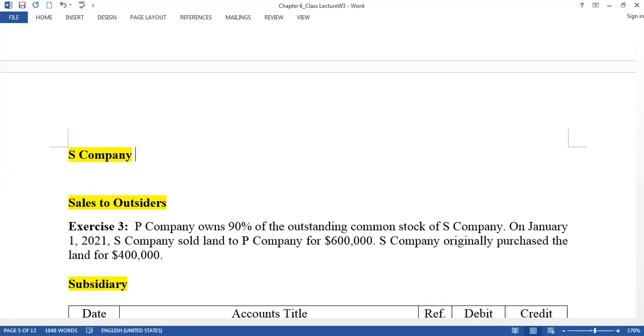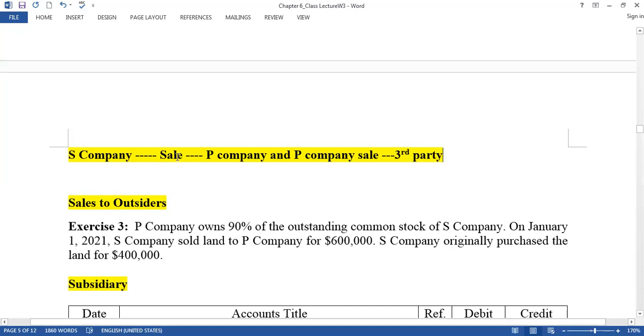This company sells to company, and P company sells to a third party. How to handle this kind of topic? Parent companies, so subsidiary to parent, outsider, or subsidiary to parent, parent to outsider, something like this. So read the question.